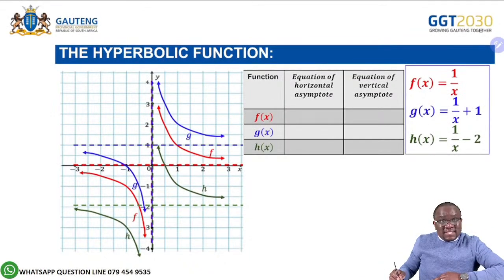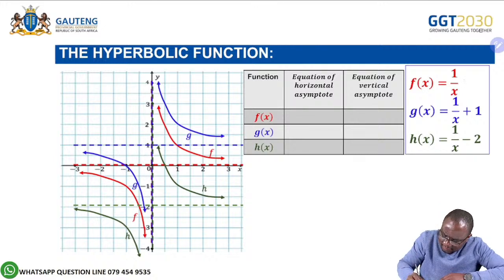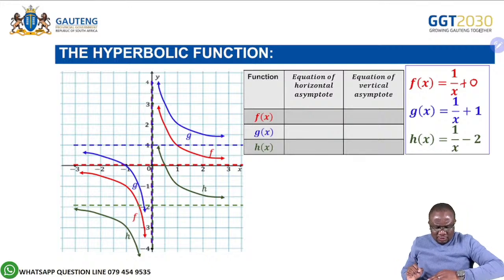Right, welcome back, learners. Did you manage to get the equations? Remember this one, let me just add here. It's like plus 0. Do you remember that? Okay, now let's look at the equations of the vertical asymptote.